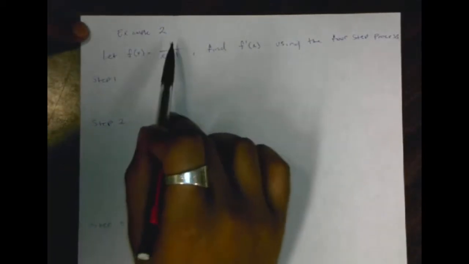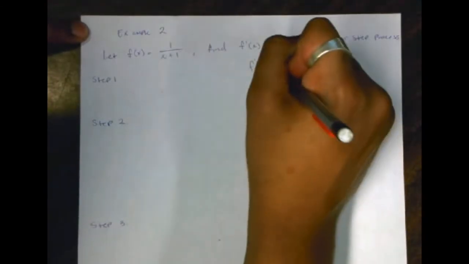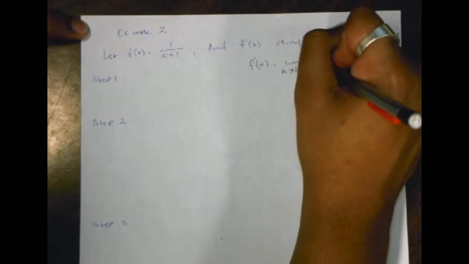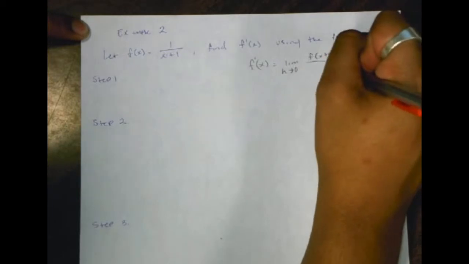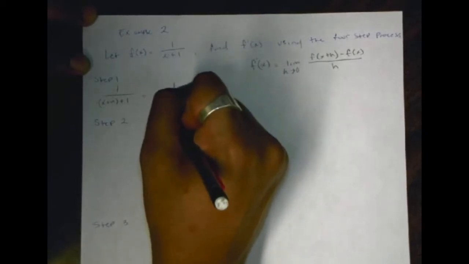Let's look at another example. This one says, let f of x equal 1 over x plus 1. Find f prime of x using the four-step process. Remember, the four-step process says that f prime of x is equal to the limit as h approaches 0 of f of x plus h minus f of x over h. Let's start by finding f of x plus h. I'll plug in x plus h, but that easily simplifies to 1 over x plus h plus 1.